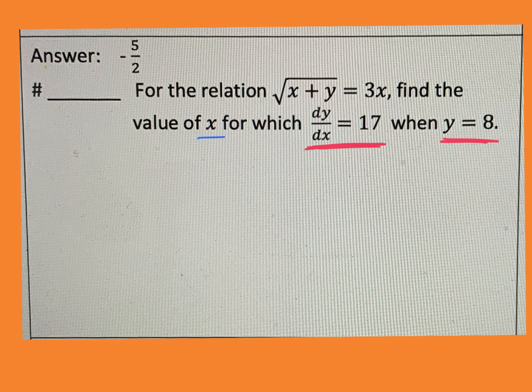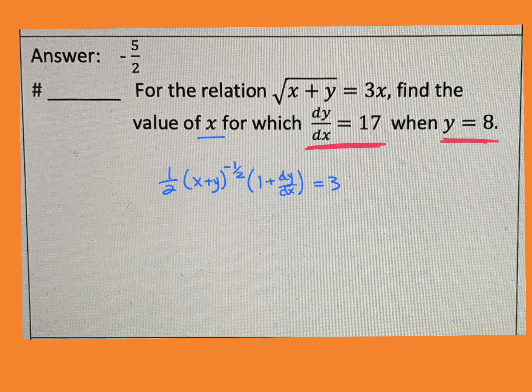So what's the derivative of square root x plus y? A 1/2 comes out front. And then I have x plus y to the power of -1/2. But by the chain rule, we need to take the derivative of x plus y. So what is the derivative of x? 1, plus, what's the derivative of y? dy dx. Beautiful. And then it is equal to, what's the derivative of 3x? 3.